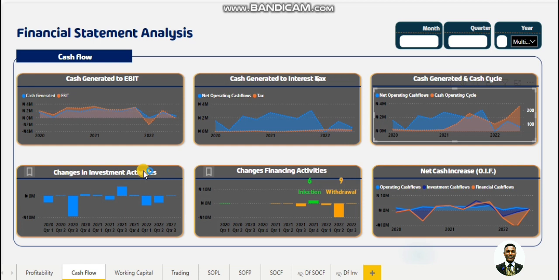Next, we are moving on to changes in investment activities. Now, the graph here shows the net investment for each period. That is the difference between what was invested in a particular period and what was recovered in that same period. Now, what is the trend in the data?